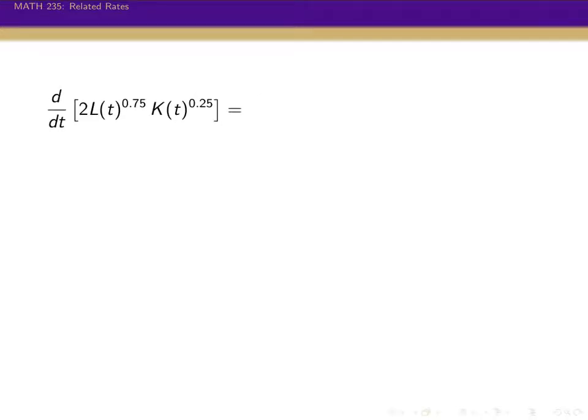Okay, so we're going to take the derivative in terms of t, in terms of time, of 2 times L of t to the 0.75 times K of t to the 0.25. So the 2 is just a constant, so we can pull that through. And then we've got L to the 0.75 times K to the 0.25. So we're going to need to use the product rule.